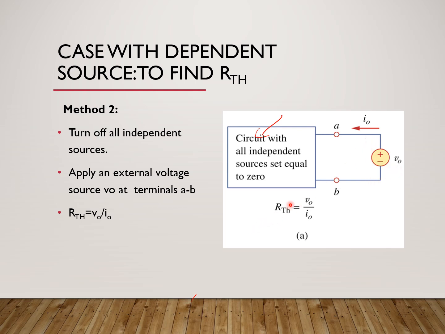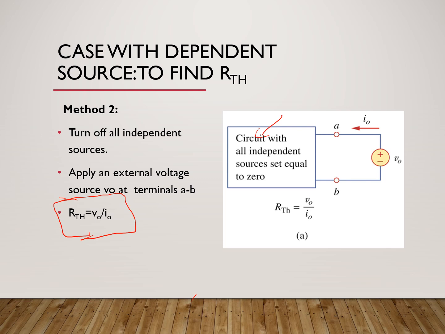So this is your RTH. This is a second method to find RTH when there are dependent sources in the circuit. Instead of finding I Norton, we make all independent sources equal to 0 and apply a known voltage source here, find the current by using any circuit analysis technique, and VO by IO would give you RTH. So this is the second method which we can use for finding RTH.